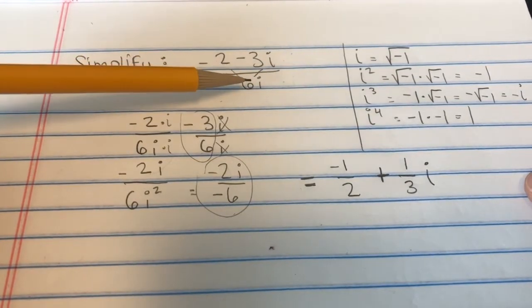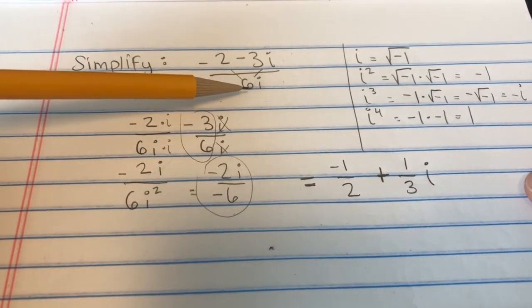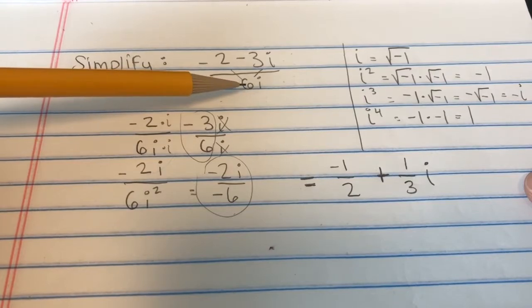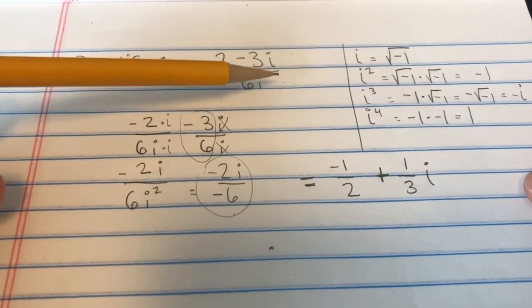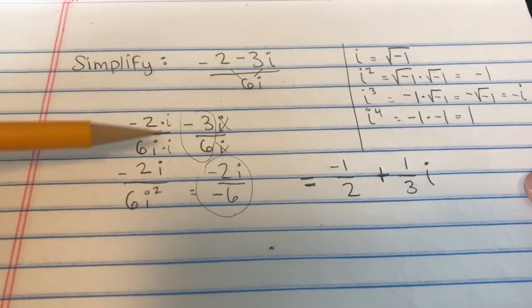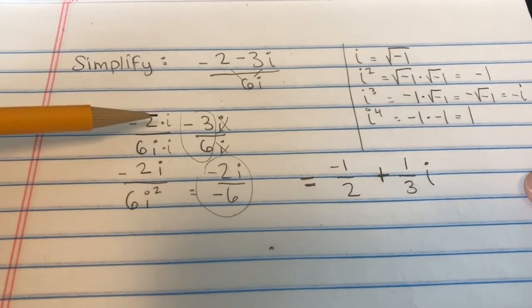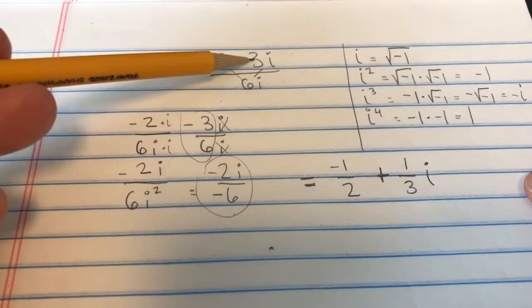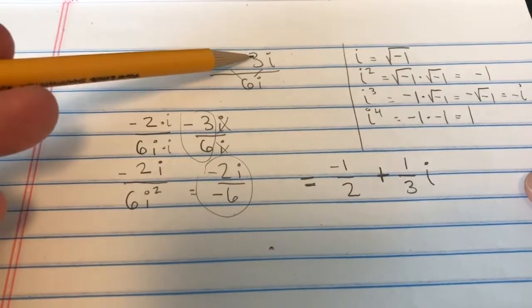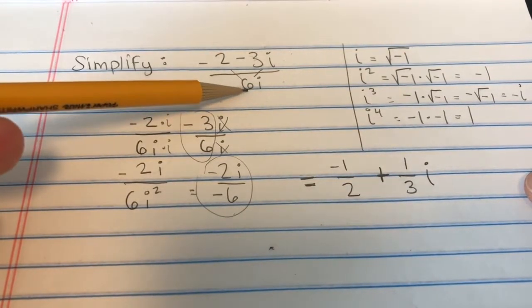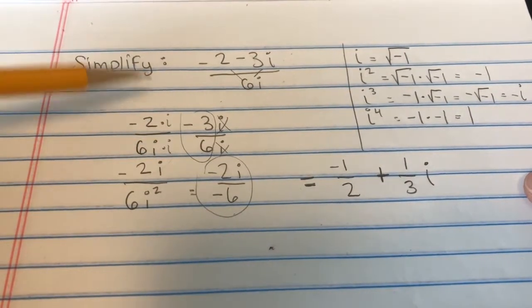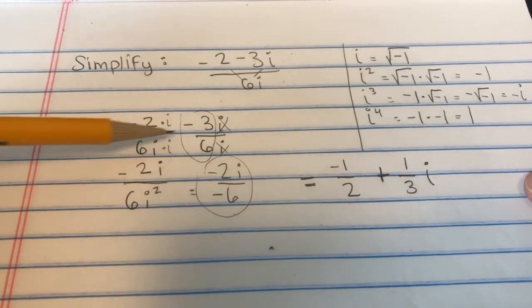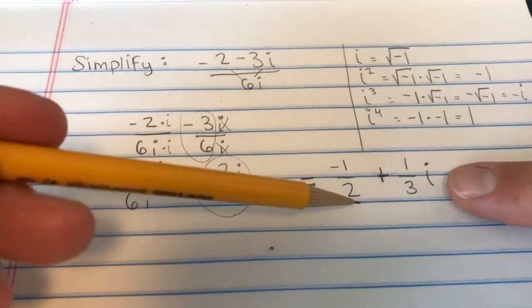simplify means basically don't have any i's in the denominator, and you could have multiplied top and bottom by i, it would have got you the same answer, but this is a much better way of doing it. Whenever you have two terms in the numerator and one in the denominator, you separate it into two terms, with the common denominator. This is your answer.